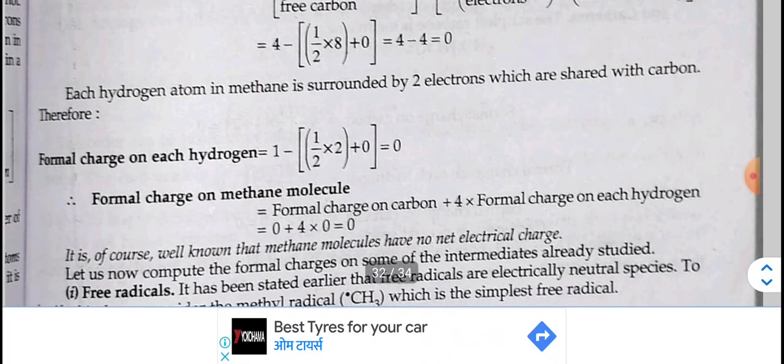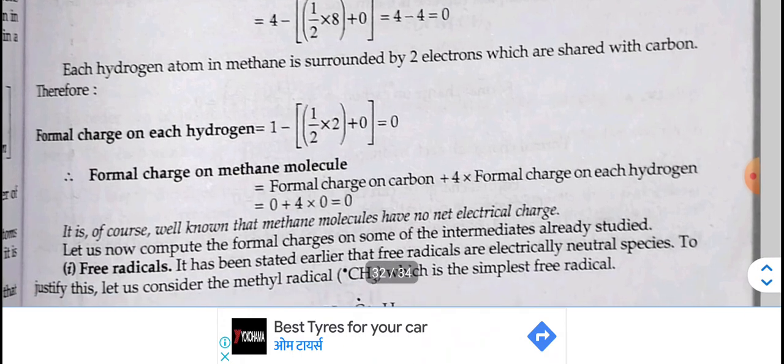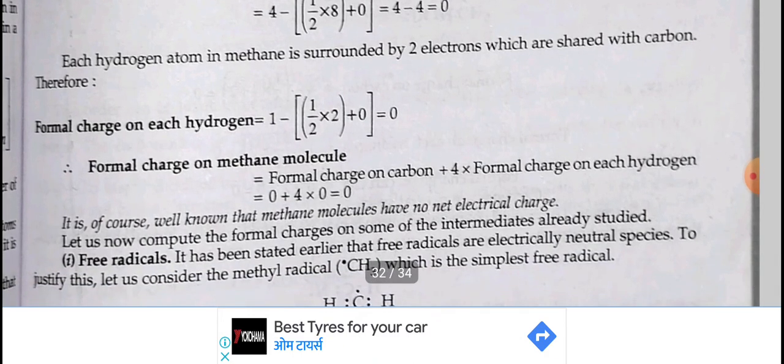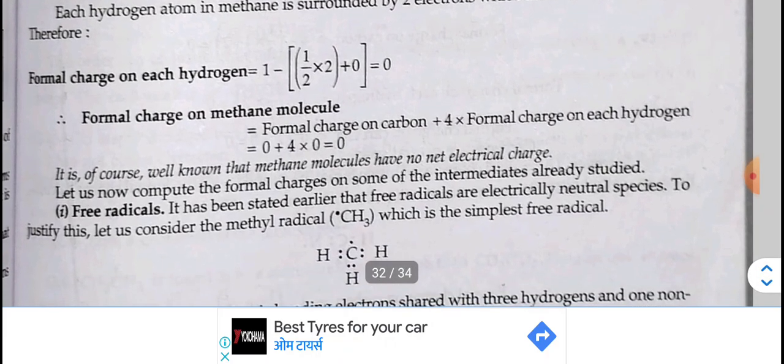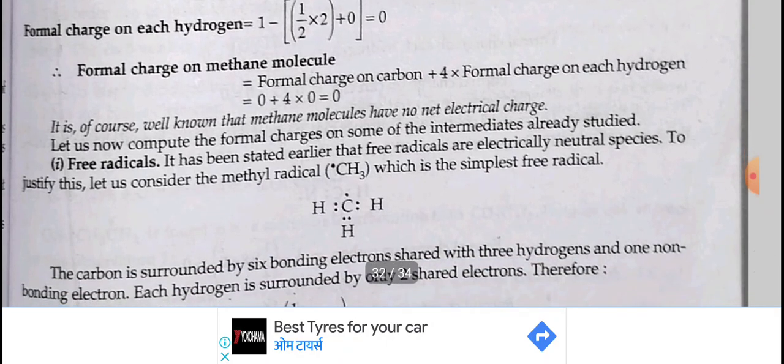Each hydrogen atom in methane is surrounded by 2 electrons which are shared with carbon. Therefore, formal charge on each hydrogen equal to 1 minus (1/2 into 2) equal to 0. Formal charge on methane molecule: formal charge on carbon plus 4 into formal charge on each hydrogen, 4 multiplied by 0 plus 0 equal to 0. It is of course well known that methane molecule has no net electrical charge.